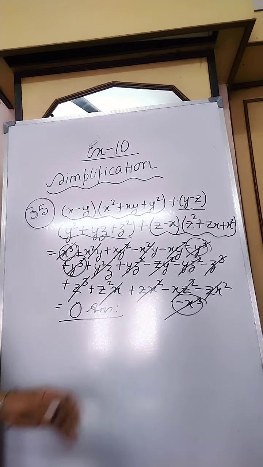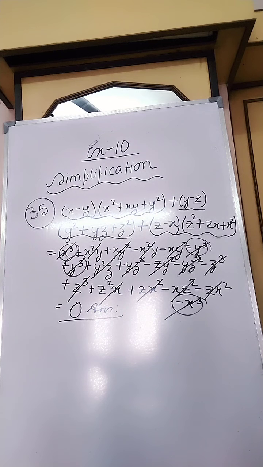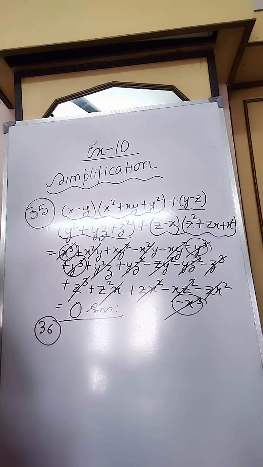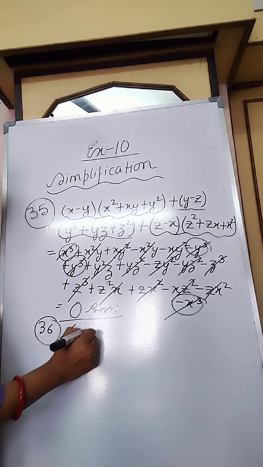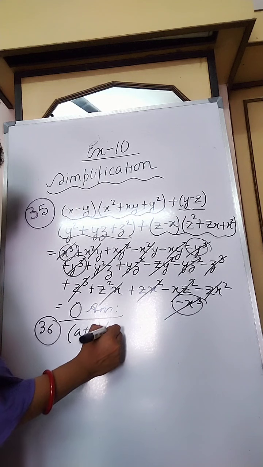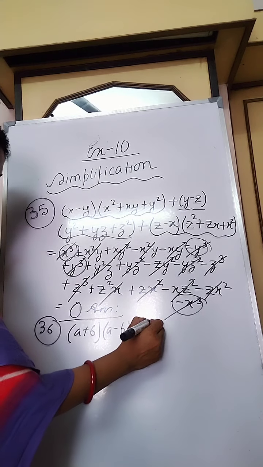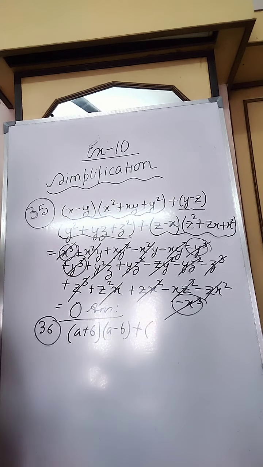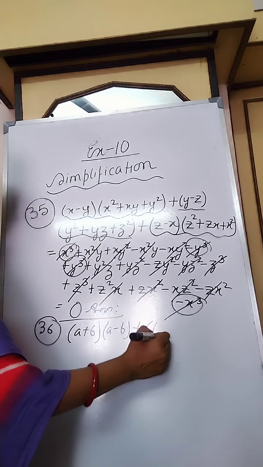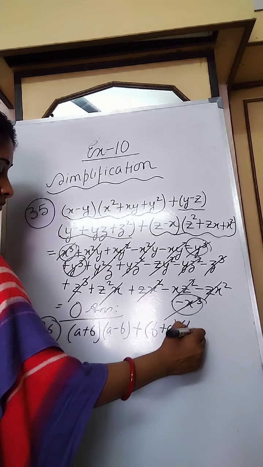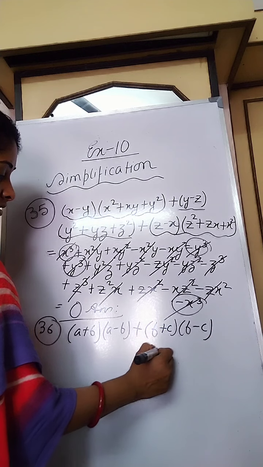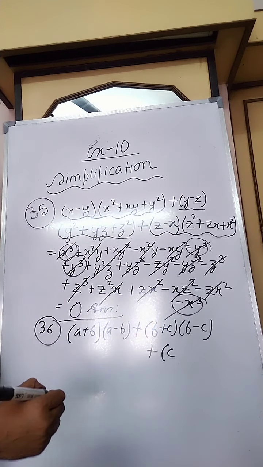Now this sum is finished. Now we will solve the immediate next sum, that is sum number 36. Sum number 36, it is given (a plus b)(a minus b) plus (b plus c)(b minus c) plus (c plus a)(c minus a).